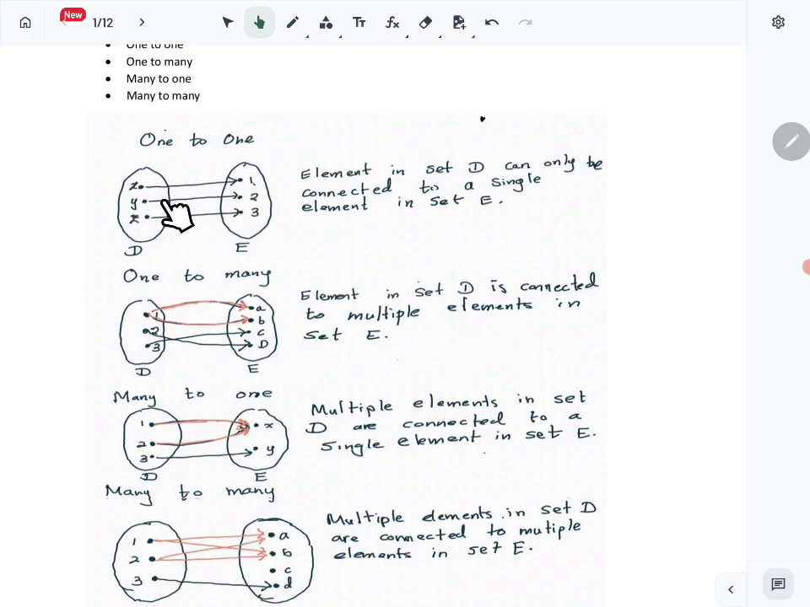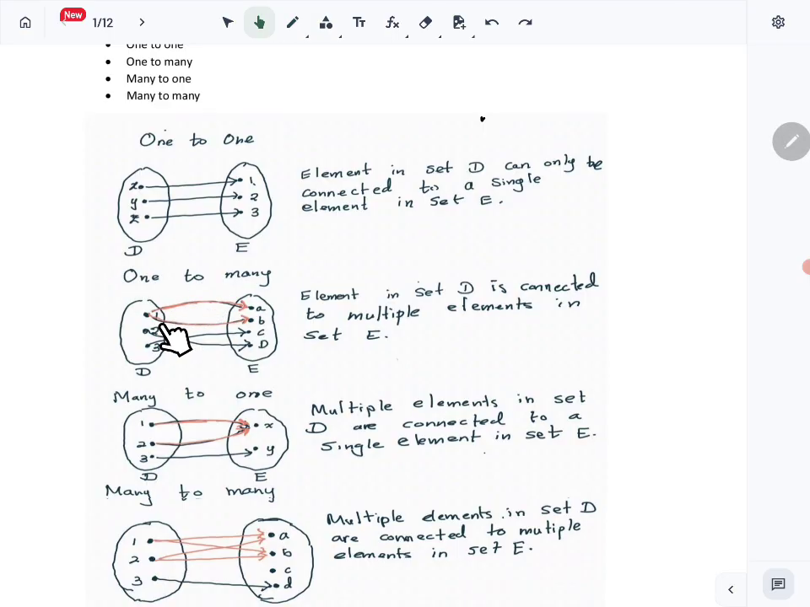X is connected to 1, Y is connected to 2, Z is connected to 3. So each element is connected to a single element in the other set. So this type of relationship is called one to one. An element in set D can only be connected to a single element in set E. So that type is called one to one, right?